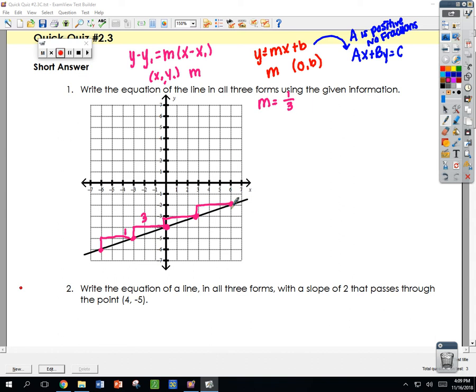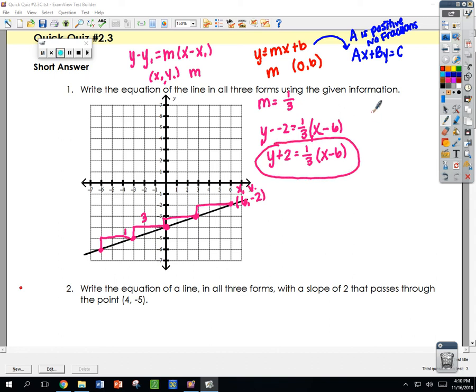Okay, any point. So I'm just going to pick this one, and this is the point 6, negative 2. So that's my x1, y1. So I'm going to fill it in. y minus y1 equals m, which is positive 1/3, times x minus my x1, which was 6. I can't leave it as minus negative, so I would make that plus positive. x minus 6. So there's point slope form.